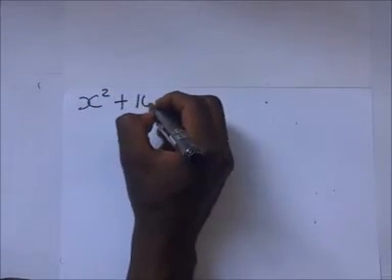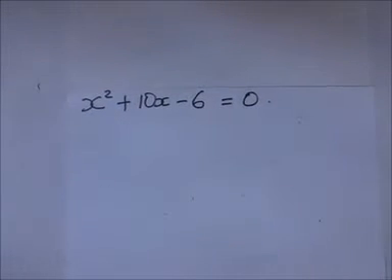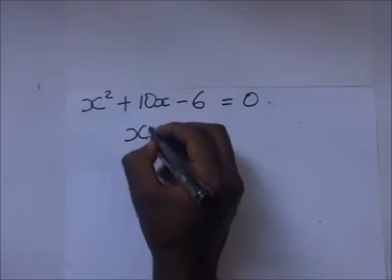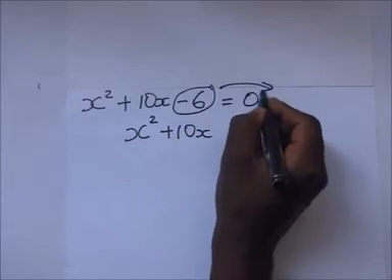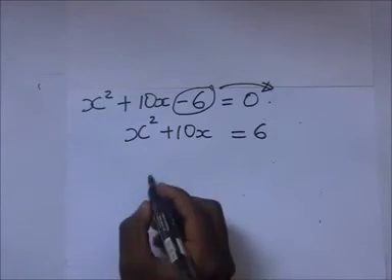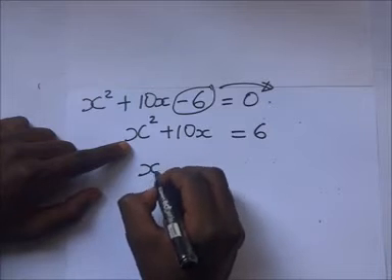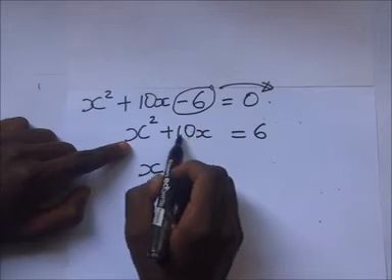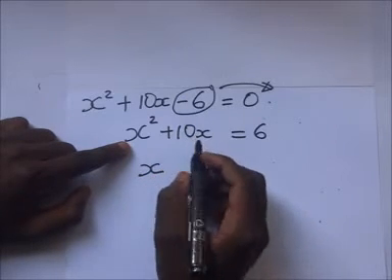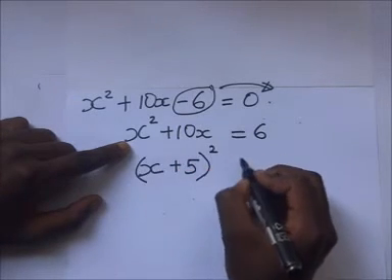x squared plus 10x minus 6 is equal to 0. Now we are meant to solve that using completing squares. I'm going to use the shortcut. So this is going to become x squared plus 10x is equal to 6. The 6 moves to this side and becomes positive 6. So what we do here, we have 10x, so it's going to become x plus 10 divided by 2, which is 5. So it's going to become x plus 5, and this squared is going to be equal to 6.